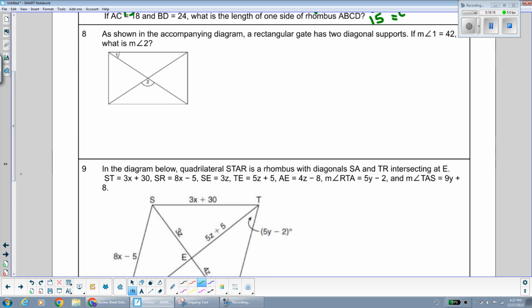Moving along to the next one. We have a rectangular gate with 2 diagonal supports. Angle 1 is 42 degrees. What is the measure of angle 2?